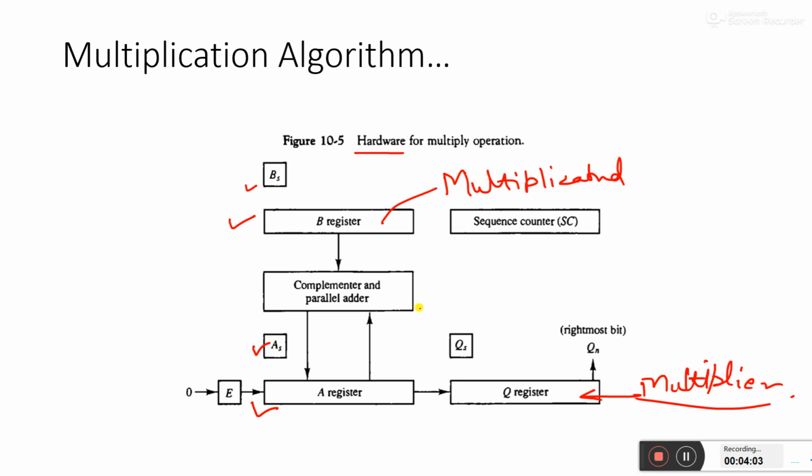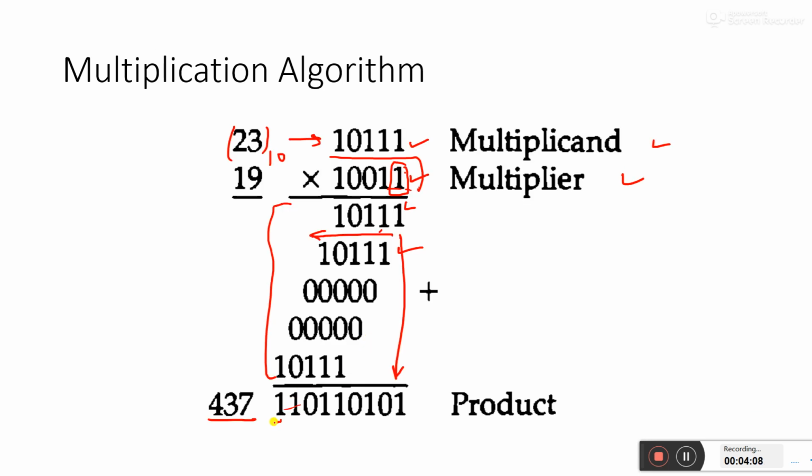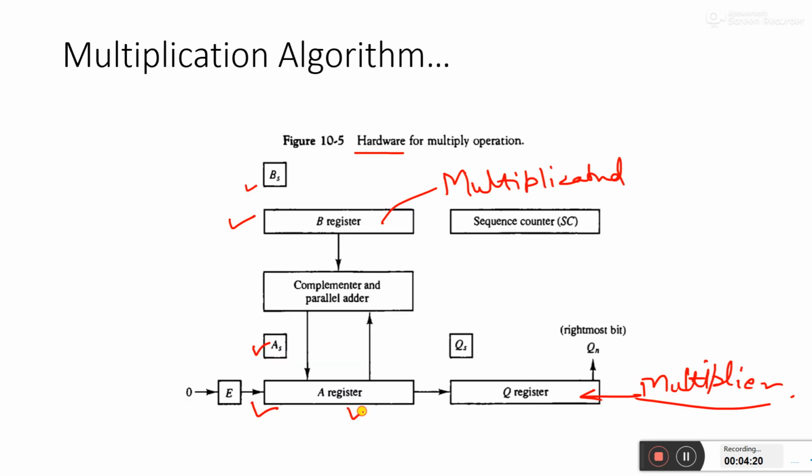Now, as you can see in my example, my result is larger than the number of bits we have taken here. So I have to take my result in a bigger register. So A and Q in combination make a bigger register. QS is the sign bit of my Q register, and QN is the MSB of the Q register.